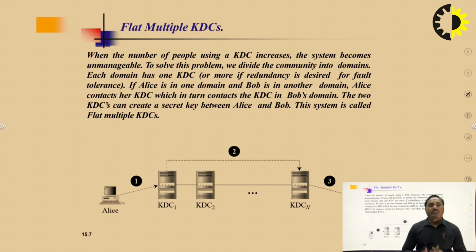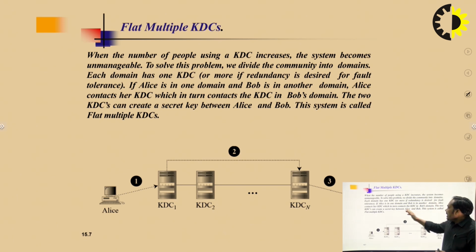So to solve this problem, for example, Alice wants to communicate with Bob, and we are going to create a number of KDCs. Why are we going to create a number of KDCs? Because we are going to manage the things which are unmanageable. Each domain has one KDC, which is desired for fault tolerance. Alice is in one domain and Bob is in another domain. So if Alice wants to communicate with Bob, it will move through different KDCs, given as KDC 1, KDC 2 and similarly KDC n.